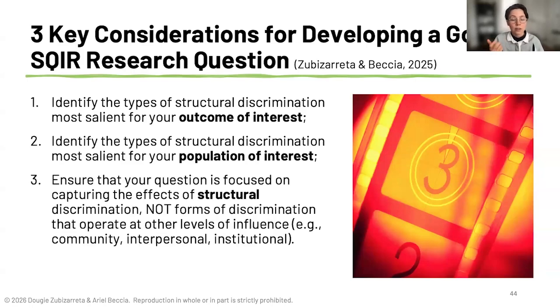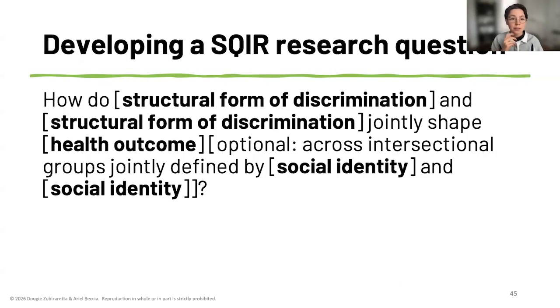And third, we need to ensure that our question is focused on capturing the impacts of structural discrimination specifically, rather than discrimination operating at other levels of influence. And so here we're providing a template for asking an SQIR research question in case it's helpful for you all to get started. Generally, an SQIR will follow a similar structure for any research question.